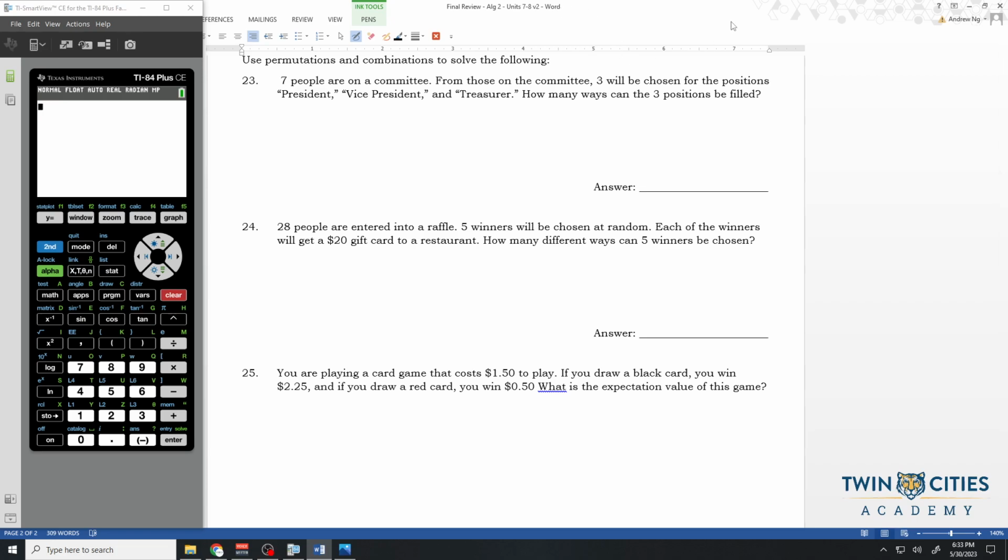So there's a few things I want to identify. Number 1, how many total things, or in this case, people, are there? Okay, there are 7 total people. Next, how many of those total people will be selected? So 3 will be chosen. So there are 3 that are selected.